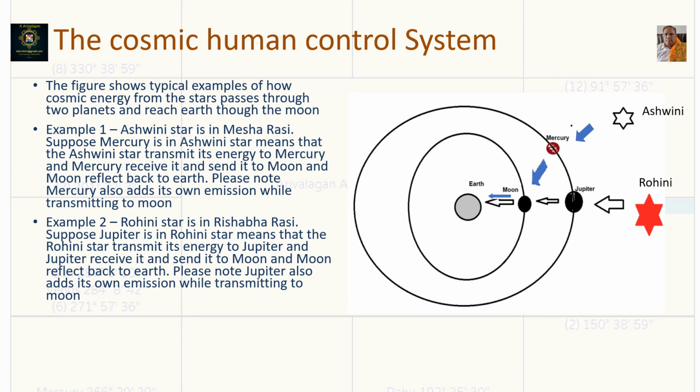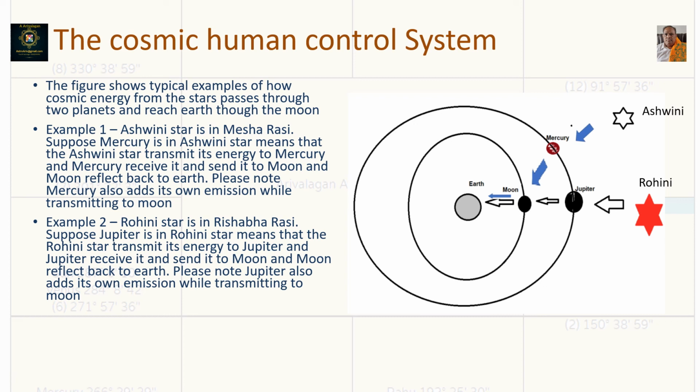Suppose we say Jupiter at the time of birth is in the Rohini star. So Rohini will send the emissions to Jupiter and Jupiter will send it to the moon. This is how each planet, based on which star they are located in, receives the results from the stars and then transmits them to the moon. Moon in turn sends it to the earth and controls the humans. This is how the system of astrology works according to Vedic astrology.